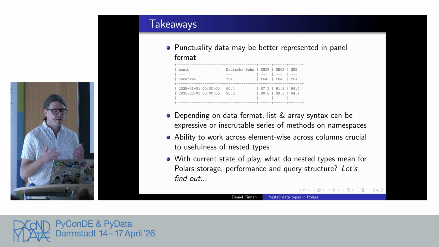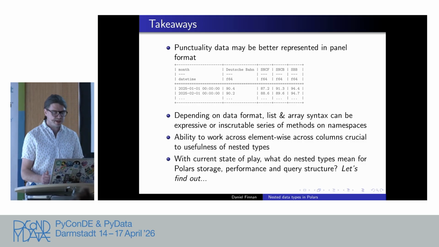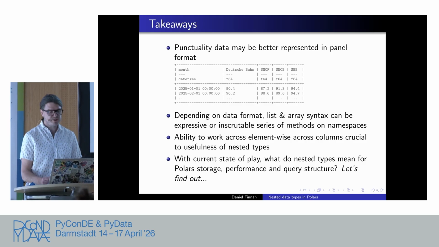Also to say that the ability to work element-wise across columns is kind of crucial to the usefulness of nested types. So now moving on to the main part of this, which is to try and demonstrate how the different nested types perform and the storage implications. And I'm going to go on to an example which is drawn from my work.